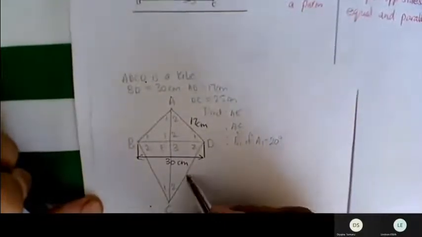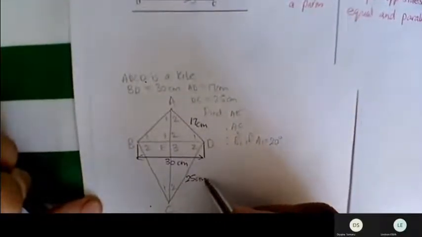Right, AD is 17. So AD, that's from there to there, is 17. And CD is 25. So it's best to always take the information from here, stick it on the diagram, makes sense. Class, this is a very easy question, right?